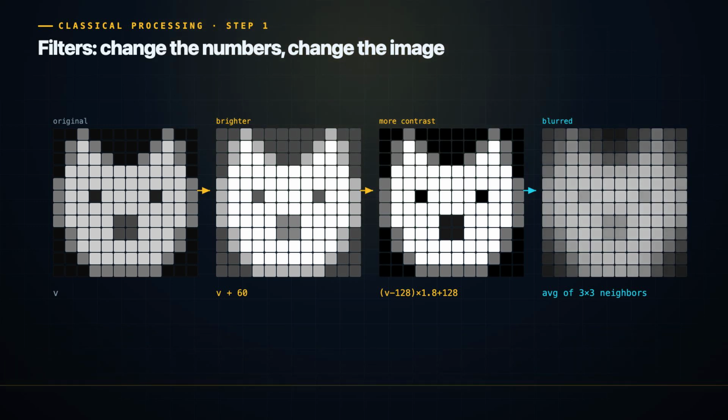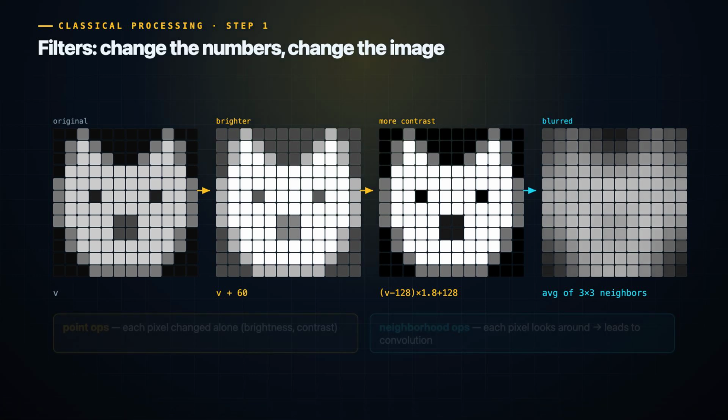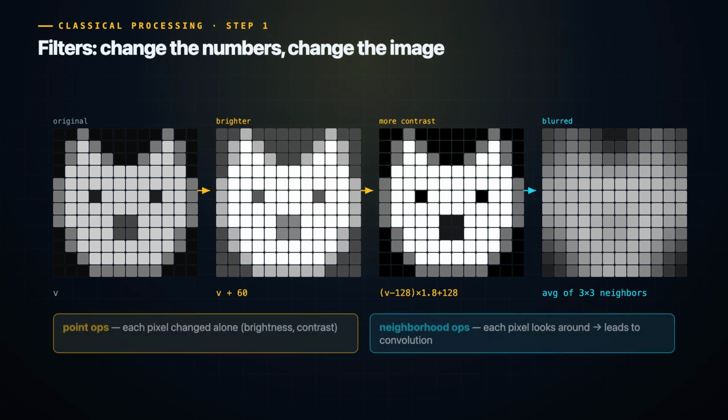And here is the insight that this whole course turns on. This one little move, slide a small window across the image and combine each neighborhood into a new value, is the single most important idea in computer vision. It has a formal name, convolution. And it is so important that it deserves a chapter entirely to itself.